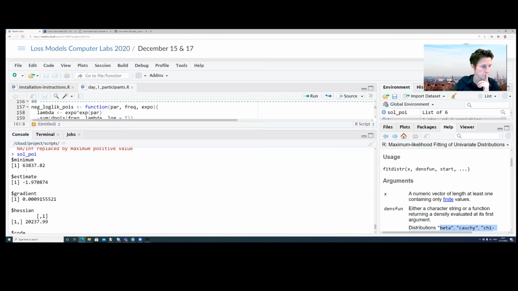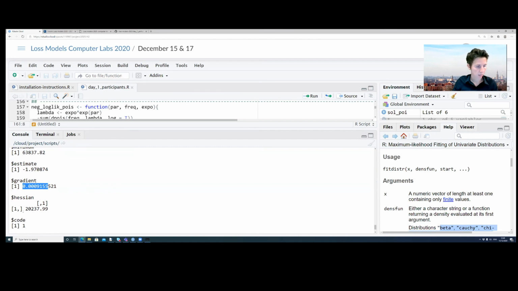So you get your minimum. That's the minimum value that the numerical minimization routine reached. So that's my minimum value of the negative log likelihood. My estimate is minus 1.97. And my gradient is given like this. My Hessian is given. It's a 1-by-1 matrix because there is only one parameter.